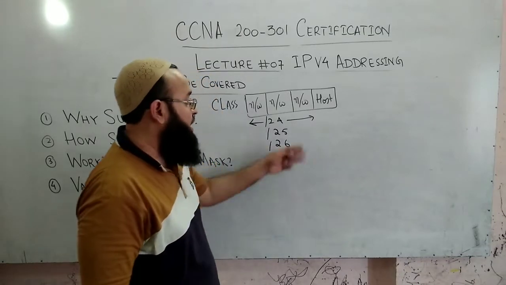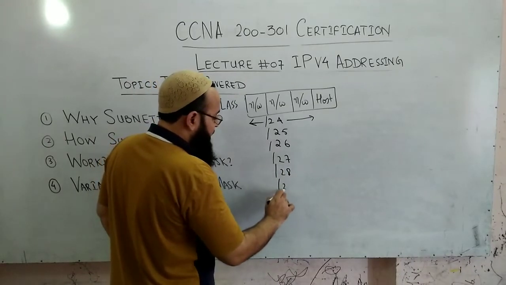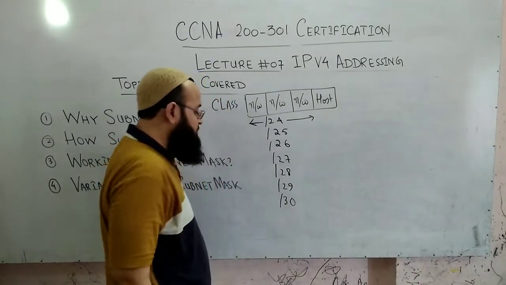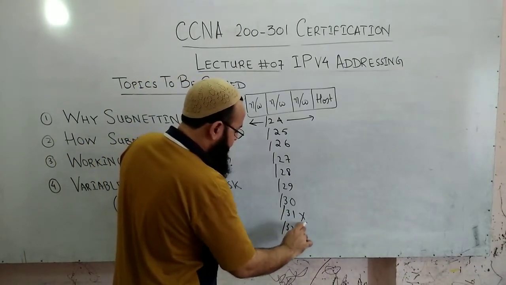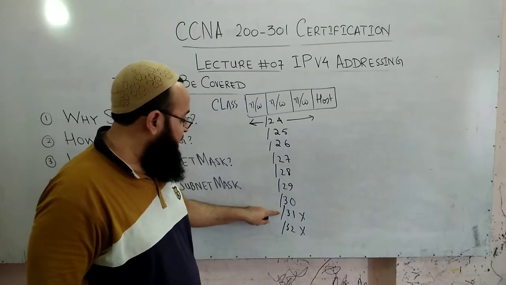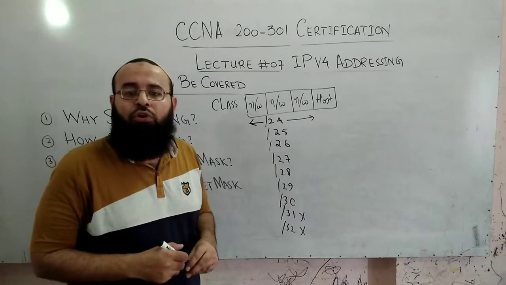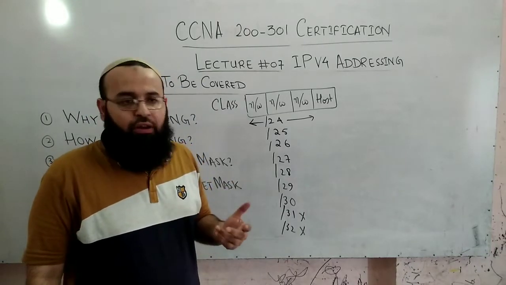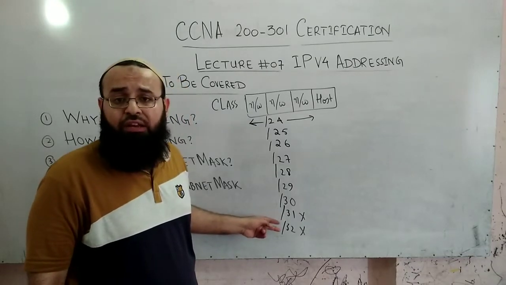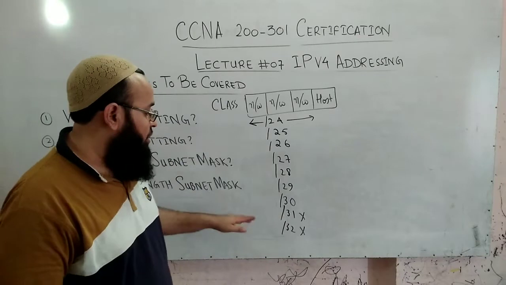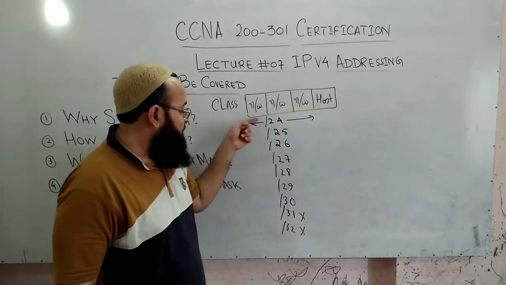/27 means you have taken 3 bits from the host portion for subnetting purposes. Similarly, /28, /29 and /30. /31 and /32 are not in use, because if you use these CIDR values, you will be left with no host in your network. So these two are not used. I will take up these two CIDR values in a later video, but for the present purpose we have the subnet mask.